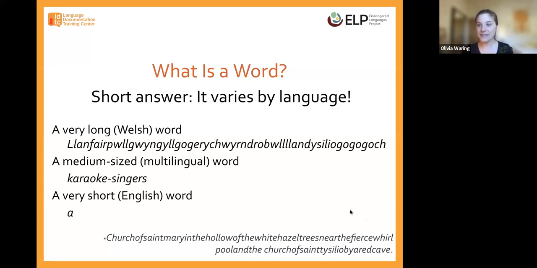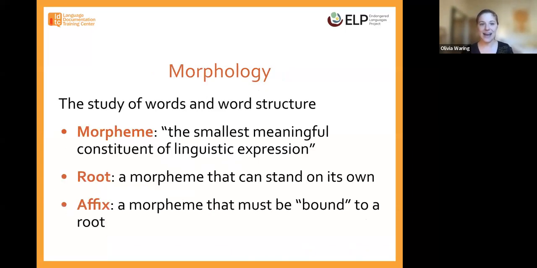What is a little easier to talk about is the idea of a morpheme. So morphology is the study of words and word structure in languages. And we're going to go ahead and define the word morpheme as the smallest meaningful constituent of linguistic expression. So a morpheme is a piece of language, so to speak, that carries with it some sort of semantic content, some sort of meaning, and you cannot break it down any further.